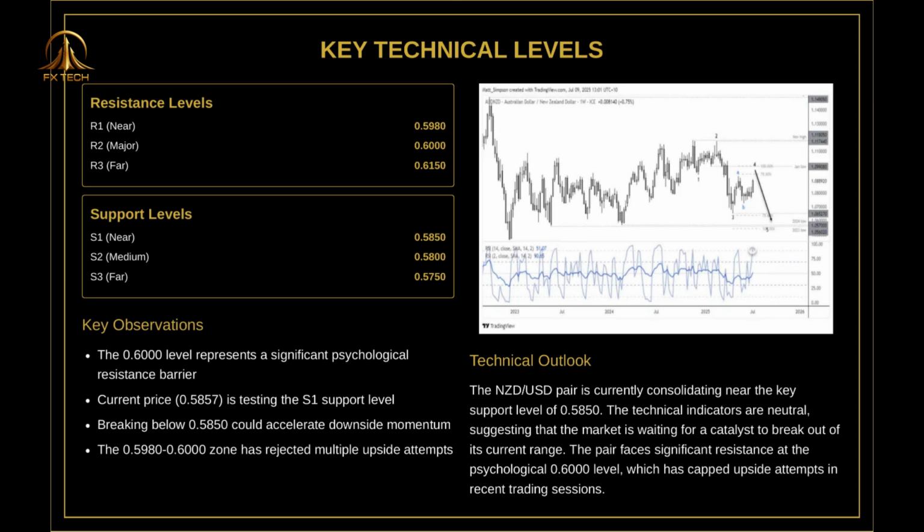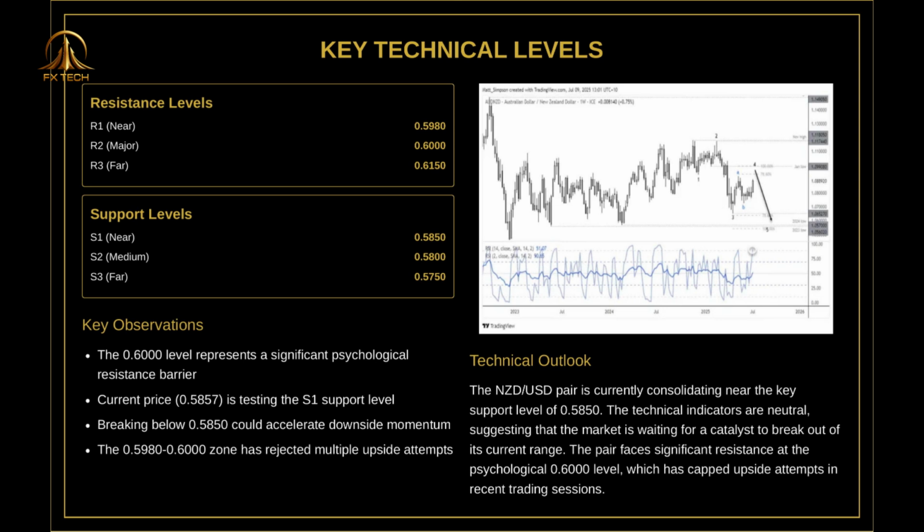There are several key observations worth highlighting about these technical levels. First, the 0.6000 level represents a significant psychological barrier that has rejected multiple upside attempts. The current price at 0.5857 is testing the S1 support level, and a decisive break below 0.5850 could trigger a cascade of selling pressure. Additionally, the 0.5980 to 0.6000 zone has formed a resistance cluster that has repeatedly turned back bullish advances.